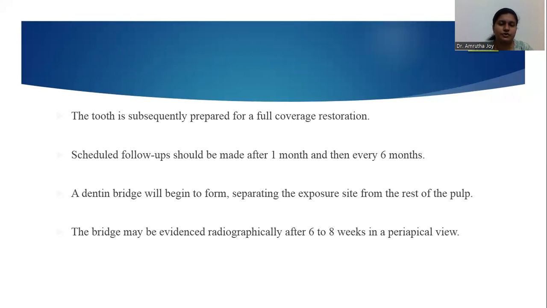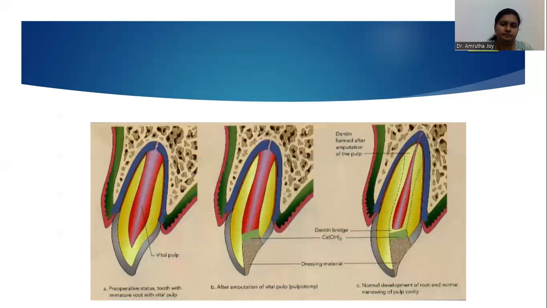After this restoration of the tooth, we have to prepare for a crown, and a full coverage restoration should be given. The follow-up should be done after 1 month and every 6 months. Radiographic evaluation of that particular tooth at regular intervals will show the formation of a dentin ridge. The dentin ridge is evidenced radiographically after 6 to 8 weeks of the procedure.